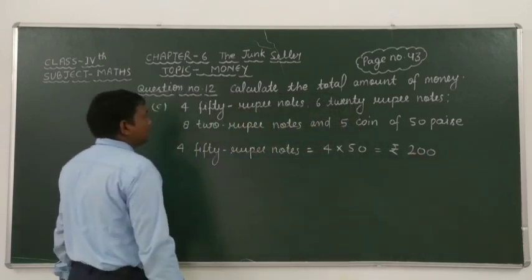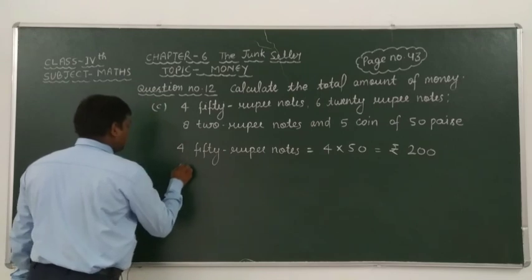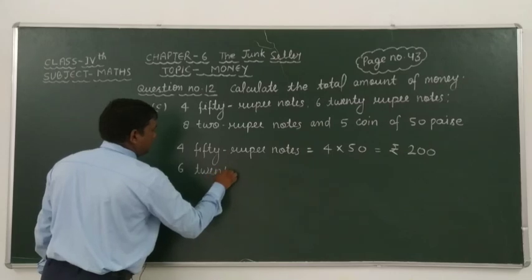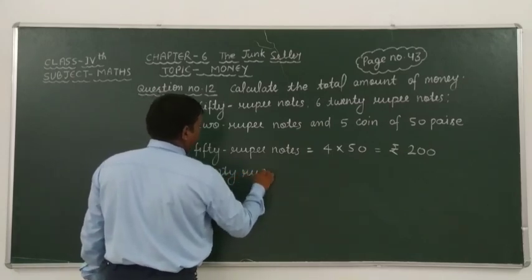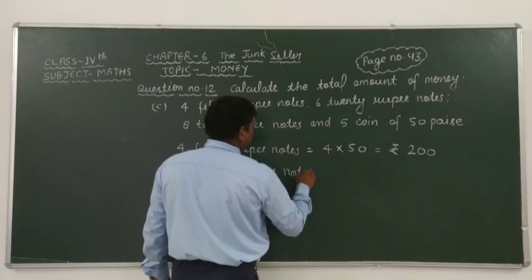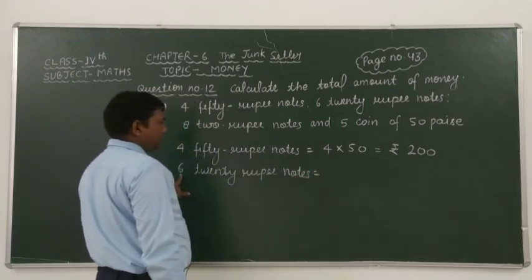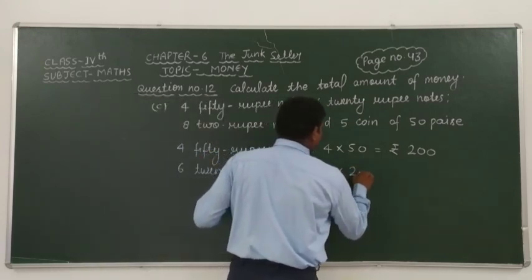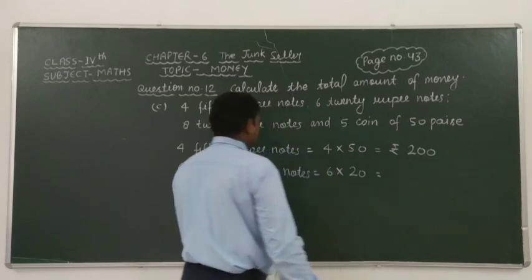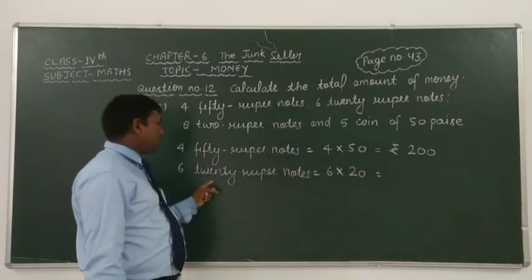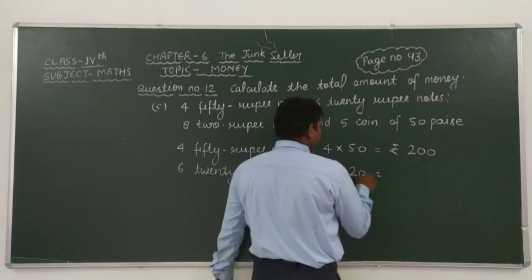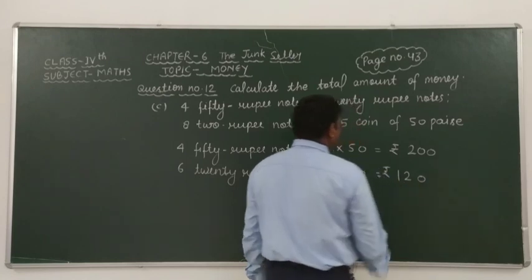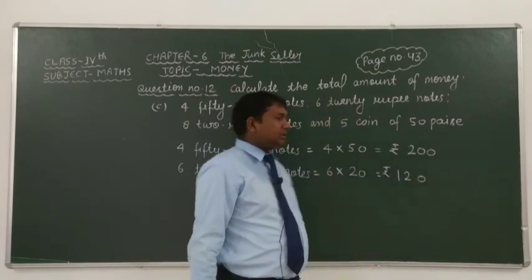Okay, now it is given 6 20-rupee notes. Here we have to take 6 into 20 rupees, that means we have to take the multiplication of 6 and 20. After multiplying these we get 6 times 0 is 0 and 6 times 2 is 12. Okay, students, after multiplying these, we get 120 rupees.